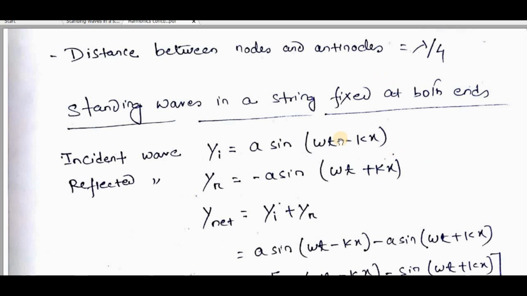So now let's go into the analytical treatment of standing waves in a string fixed at both ends. The incident wave is represented by yi equals a sin(omega t minus kx), the reflected wave is represented by yr equals minus a sin(omega t plus kx). I already told you there is a change in phase, so therefore the negative sign is coming, and there is a change in direction of the wave, so a positive sign is coming here. It was negative, now it is positive.